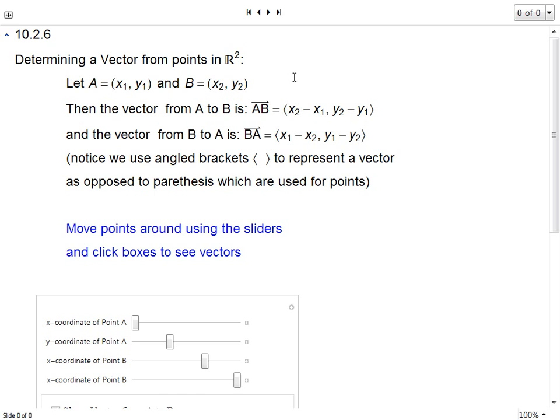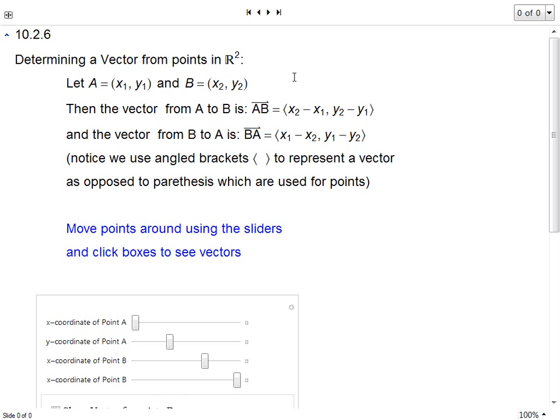Angle brackets. It says it up there, doesn't it? Right? So now what we're looking at is this. If someone writes this down in R2, if they write down 2, 3, that is a point, (2, 3). If they write down angle bracket 2, 3, it is no longer a point. It is now a vector. Understand? So all you do is subtract the coordinates, x2 minus x1, y2 minus y1. That's the vector that goes from A to B.